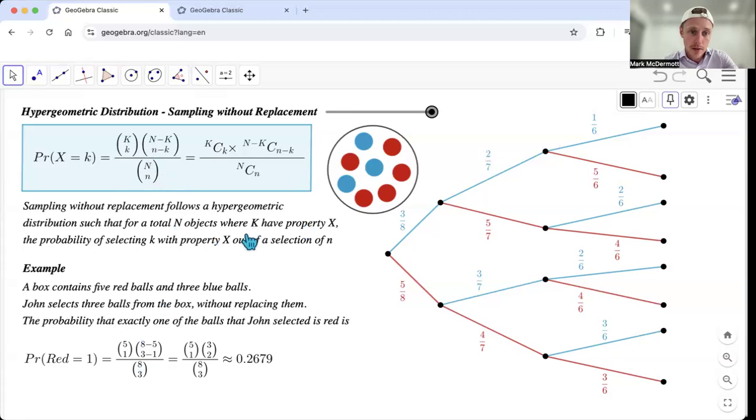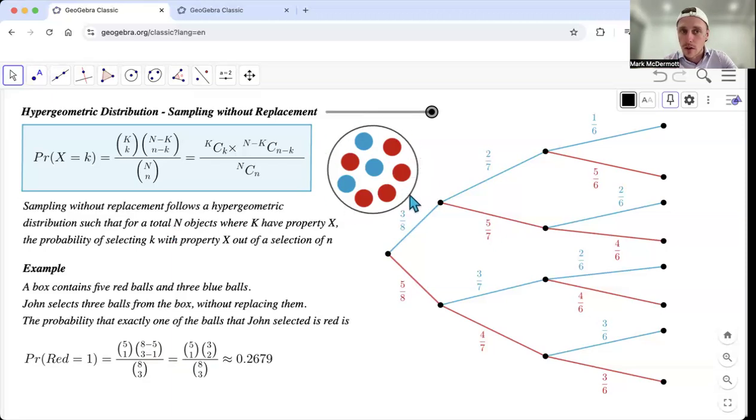All right, lowercase n is the number of selections, selecting K with property X. So lowercase n, you're making n selections. You're making 3 selections. And then we said K is 1. So 3, take away 1, all divided by capital N, choose lowercase n. Capital N, again, is the total number of objects. There's 8 objects, and you're making 3 selections. So it's confusing, but I think what I'm going to explain next will help make sense of the whole thing.